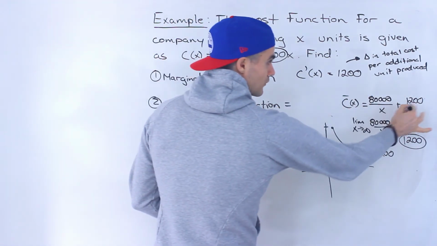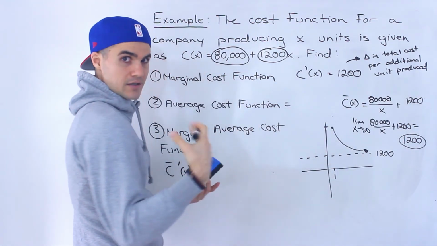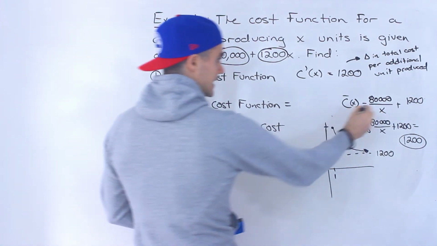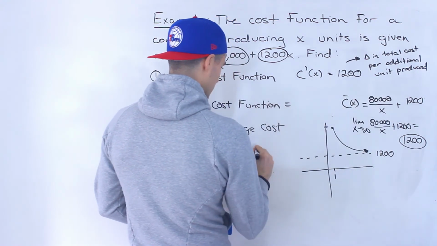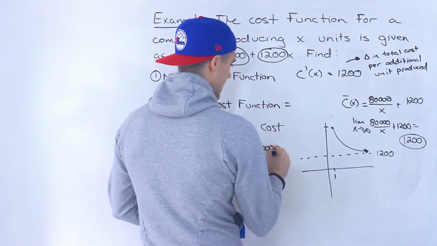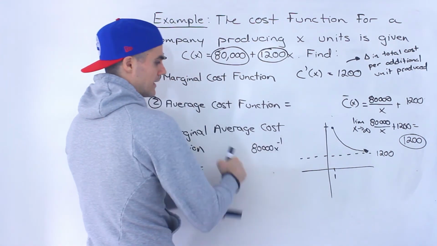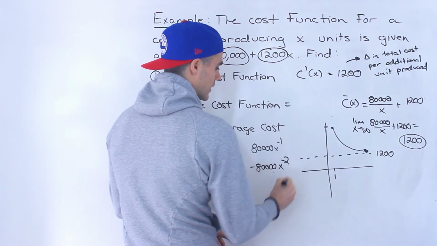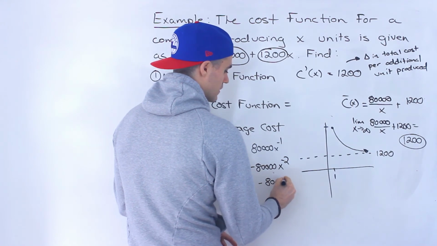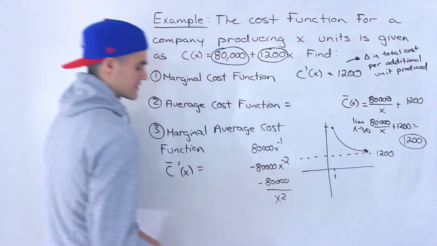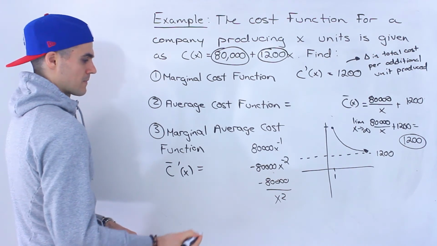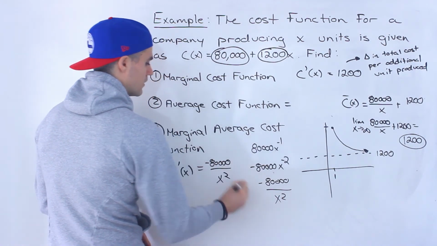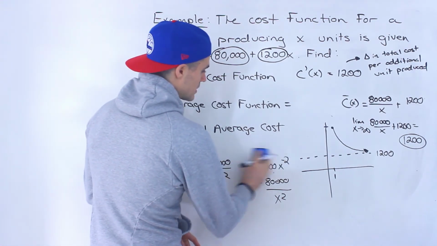And what's the first derivative of this going to be? Well, the derivative of the 1,200 is just going to be 0, the derivative of a constant. And the derivative of this here, well, we can take this portion, let's do it over here, and we could rewrite it as x to the negative 1, like that. So we could bring the negative 1 down, so we'd have negative 80,000, and then subtract 1 from the exponent, we'd have negative 2. So it'd be negative 80,000 over x to the power of 2, like that. Right, so this would be negative 80,000 over x squared.